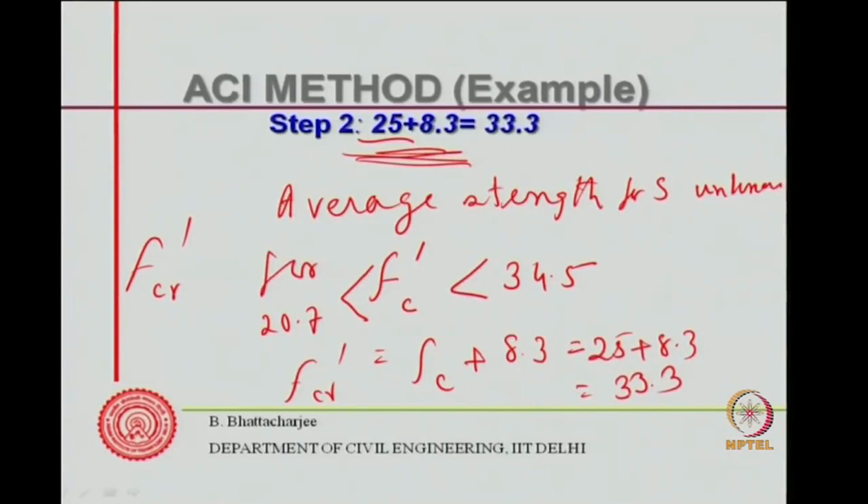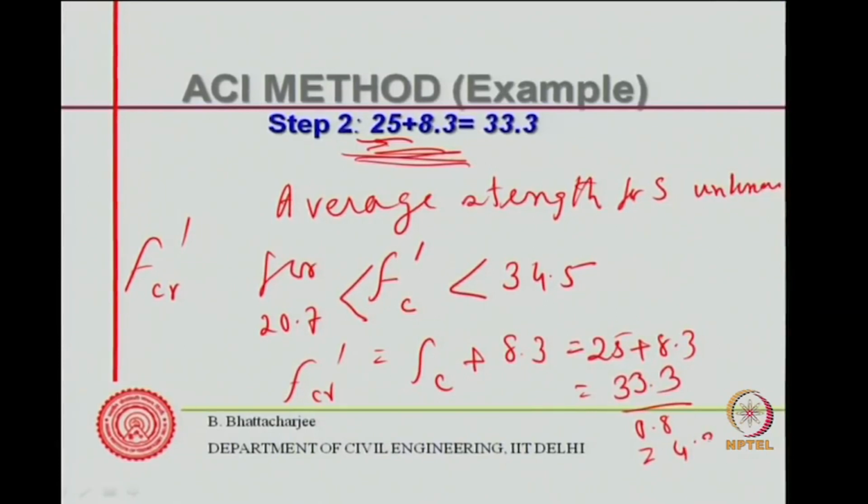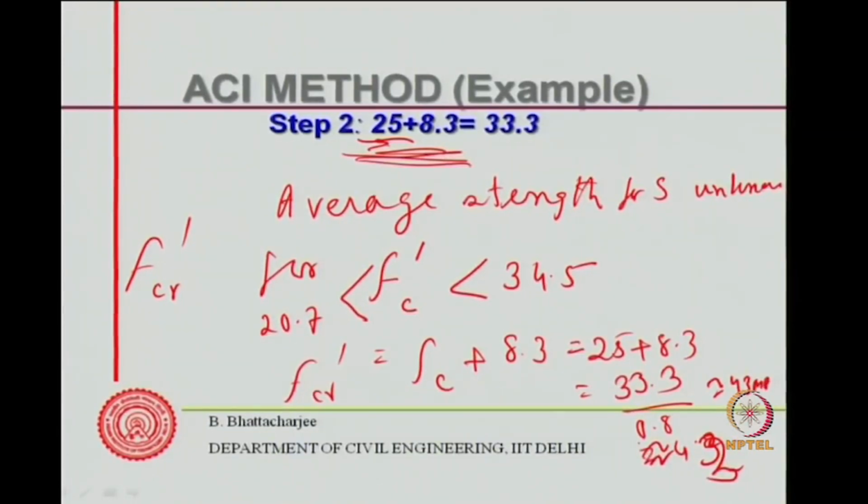And if I compare with this cylinder strength, the average cylinder strength divided by 0.8, I will get maybe 42 or 43, roughly about 43 MPa. That will be the cube strength.